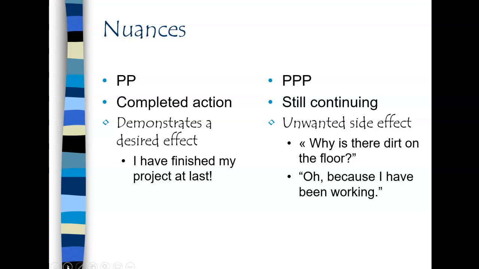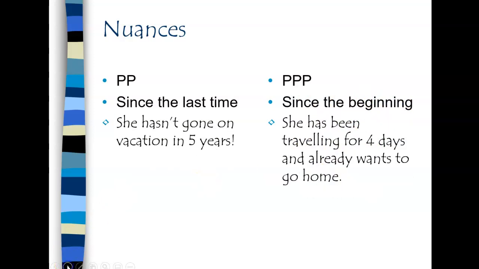So there are some nuances between the present perfect and the present perfect progressive, or I just call them the PP and the PPP. In the PP, we have a completed action. So it demonstrates a desired effect. I finished my project at last. But in the PPP, something is still continuing, and we have an unwanted side effect. Why is there dirt on the floor? Oh, because I have been working. So we see that the unwanted side effect is the dirt.